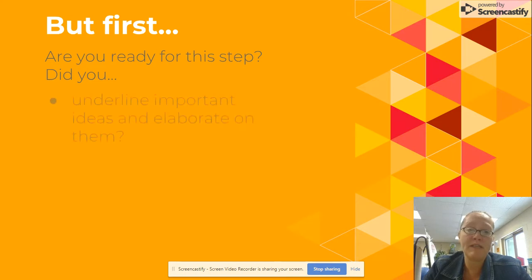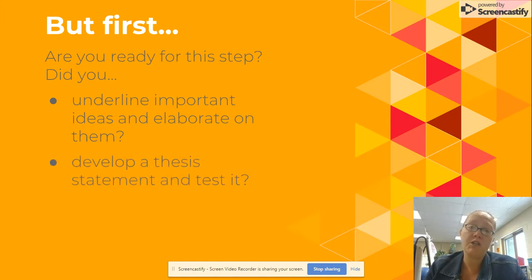If you are ready for this step, that means that you've already underlined important ideas and elaborated on them. You've pulled those ideas out. You've written long about them separately, like I did with Piper. If you haven't done that, go back and do that first. You also should have watched the video on developing a thesis and testing it, and I should have taken a look at that. So if you haven't done that, go back and do that first.